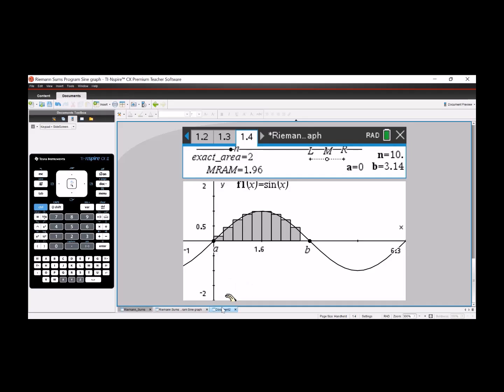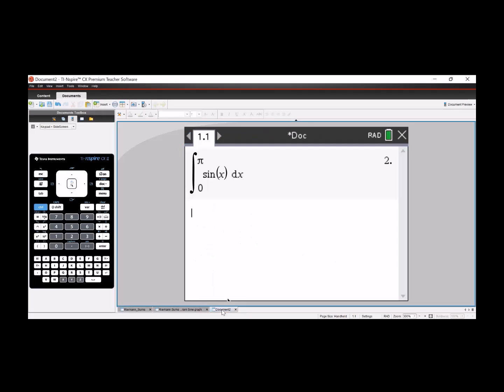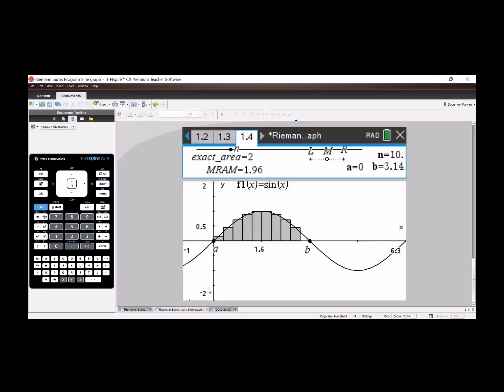What do you think that area is going to be? 4, right? Makes sense, because if you look at that graph, this area looks the same as this. So if this is 2, then this is 2. It should add up to 4, right?